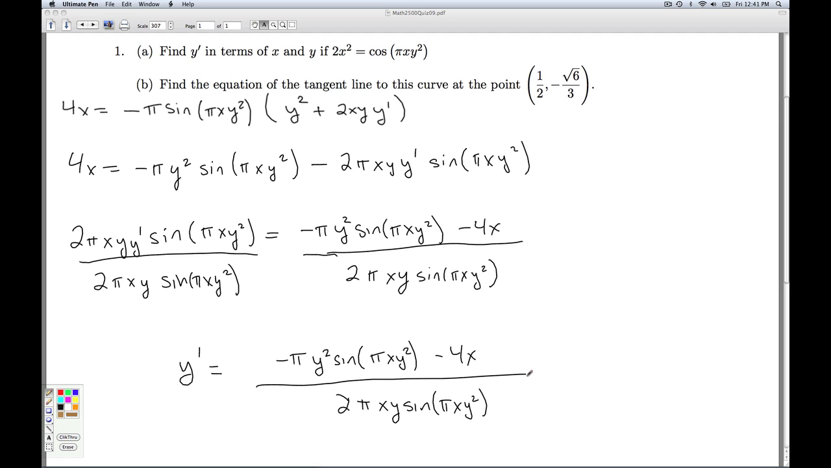Now, of course, when we do any kind of division in algebra or calculus, we have to make sure we're not accidentally dividing by 0. So what would mess this up here? If x or y is 0, certainly that's bad. If the sine of this quantity were 0, certainly that's bad. So the question we have to ask ourselves is, is this going to work? Because in part B, we want to find the equation of the tangent line to this curve at the point 1/2 comma negative square root 6 over 3.